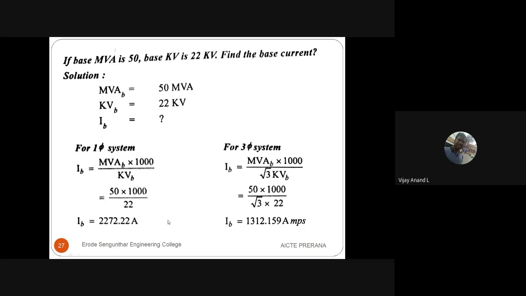For three phase, we have to multiply by root 3 in the denominator. That is the only difference between single phase and three phase. So base current IB is equal to MVAB into 1000 divided by root 3 kVB. Substituting the MVA value, that is 50 into 1000 divided by root 3 into 22, the final answer is IB equal to 1312.159 ampere. So from this we can calculate the base current of single phase as well as three phase systems.